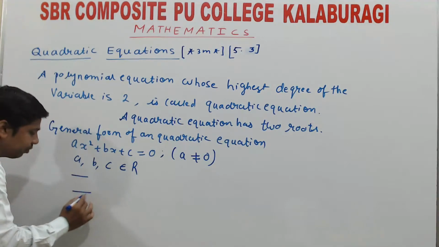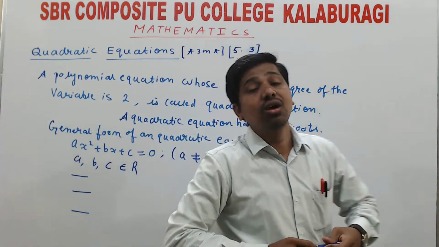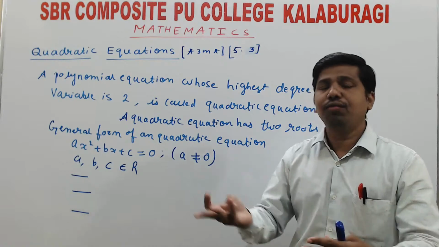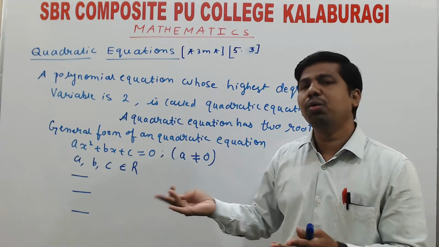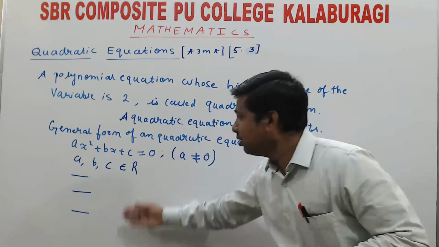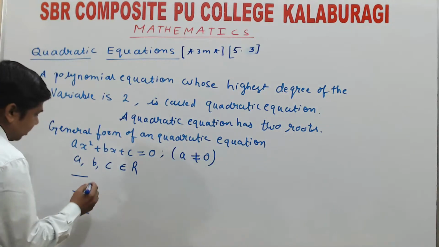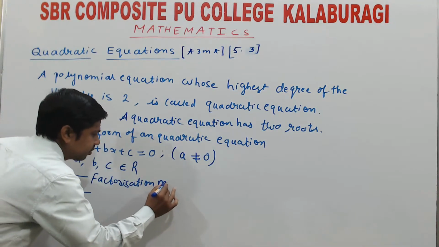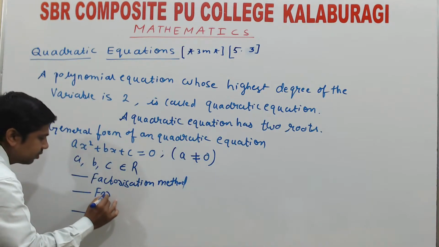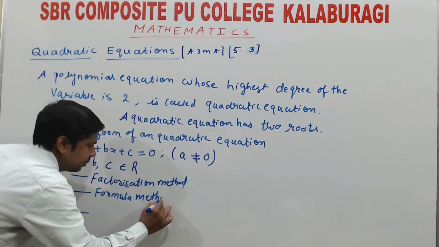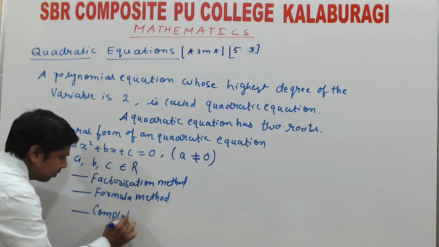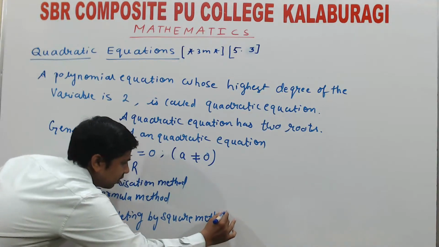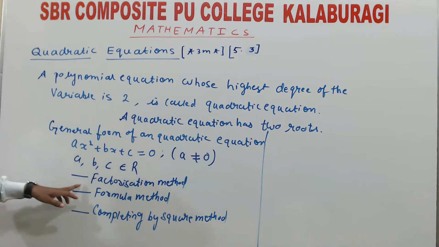And there are 3 methods for solving this quadratic equation, right? You already studied in tenth standard. What are the different 3 methods for solving the quadratic equation? First is the factorization method, which is very easy. And if you are not getting factors, you go by the formula method. And one more method is the completing the square method. So there are 3 methods for solving this quadratic equation: the factorization method, the formula method, and the completing the square method.